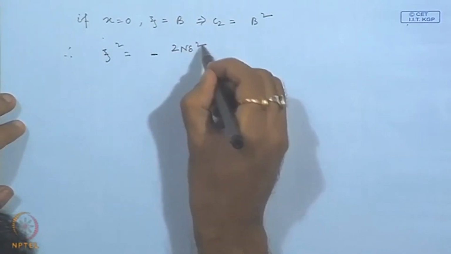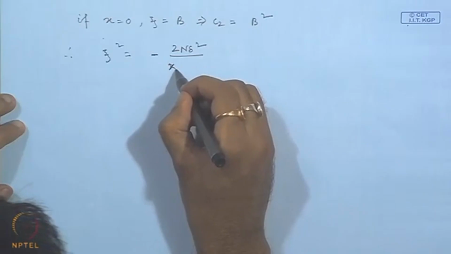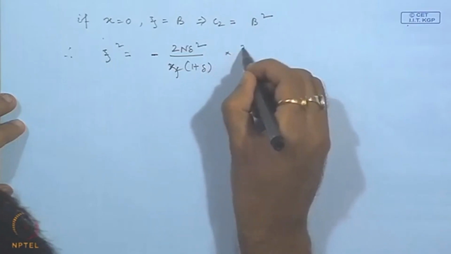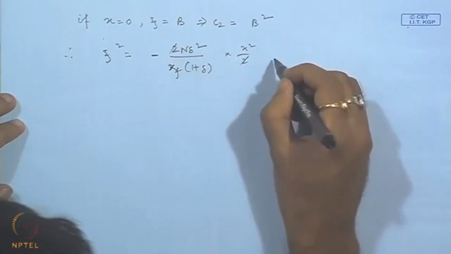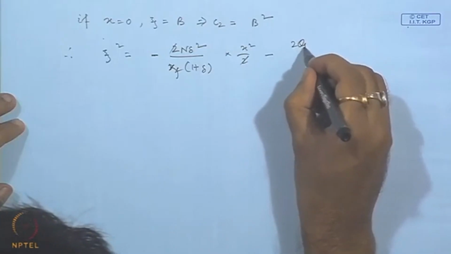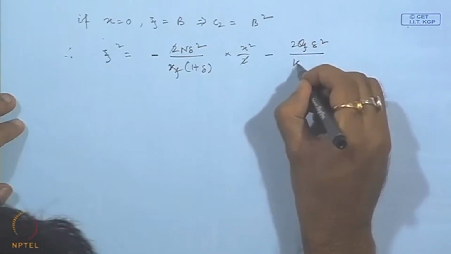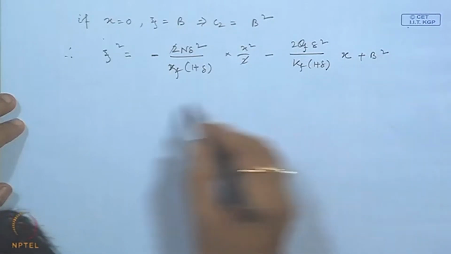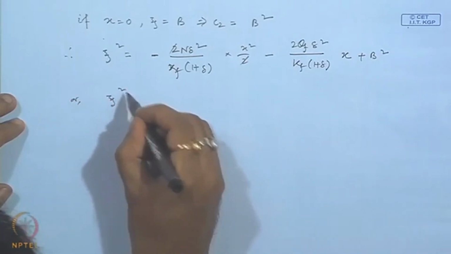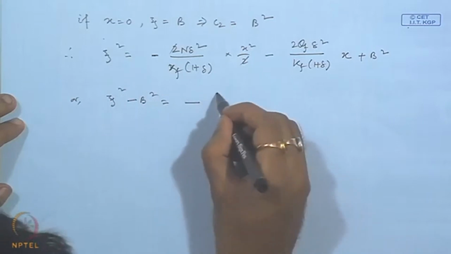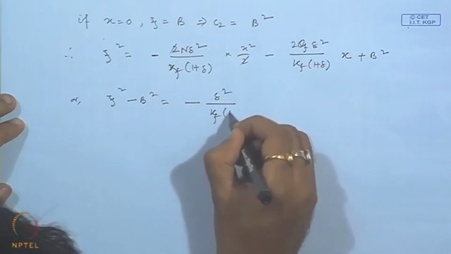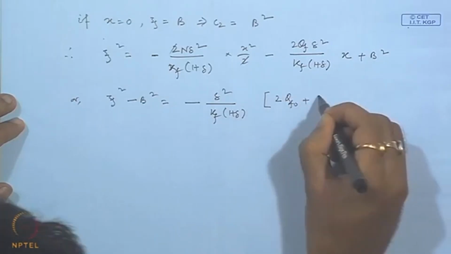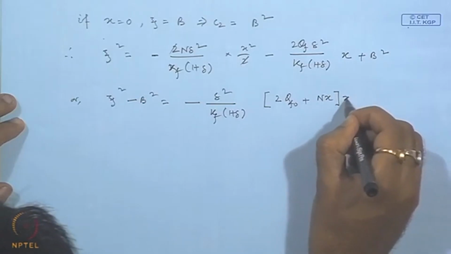So, finally, we can write our equation as xi square equals to minus 2 n delta square by Kf (1 plus delta) into x square by 2. So, 2 cancels, minus Qf delta square by Kf (1 plus delta) x plus b square, or xi square minus b square, this is minus delta square by Kf (1 plus delta), this is (2 Qf naught plus n x) into x.